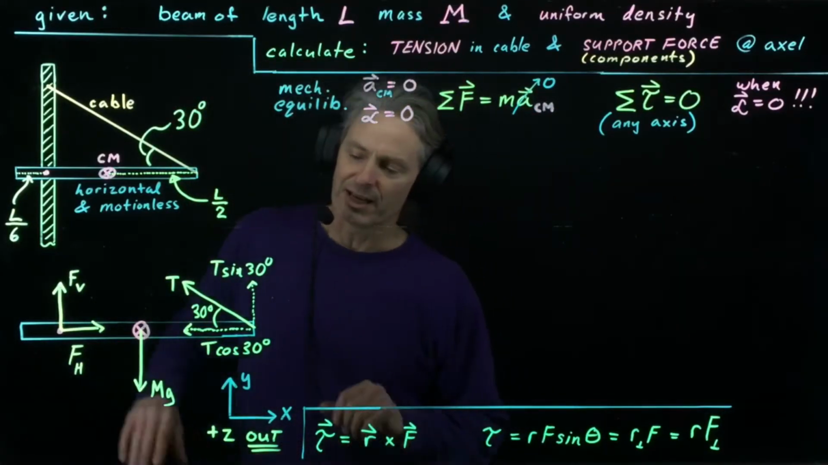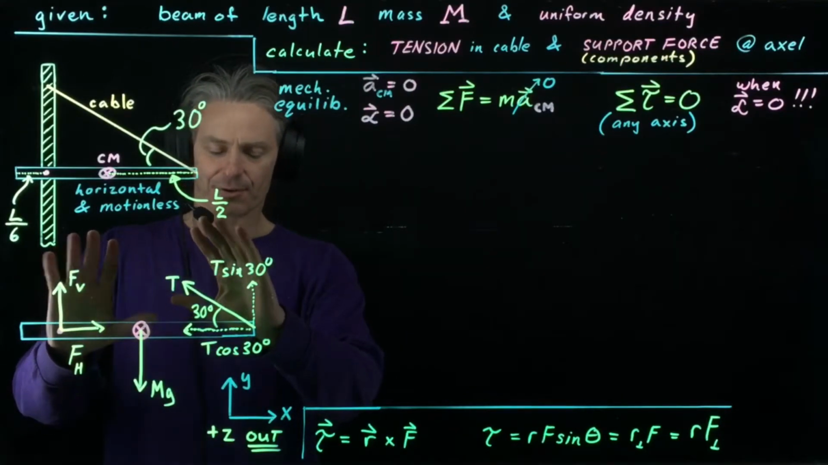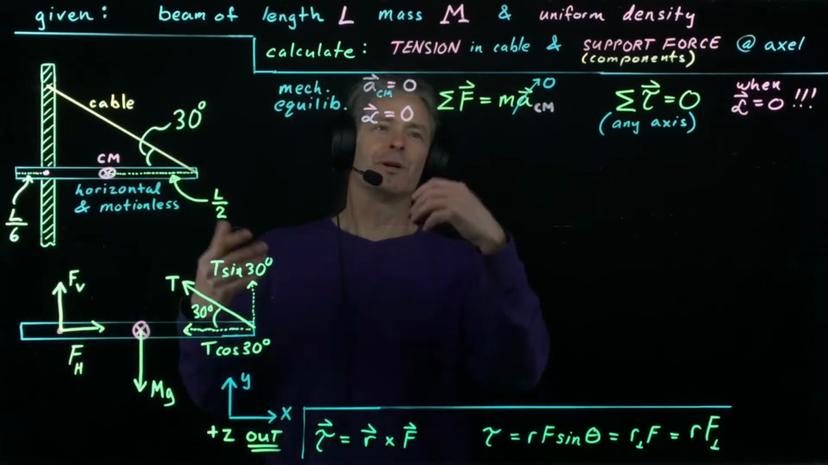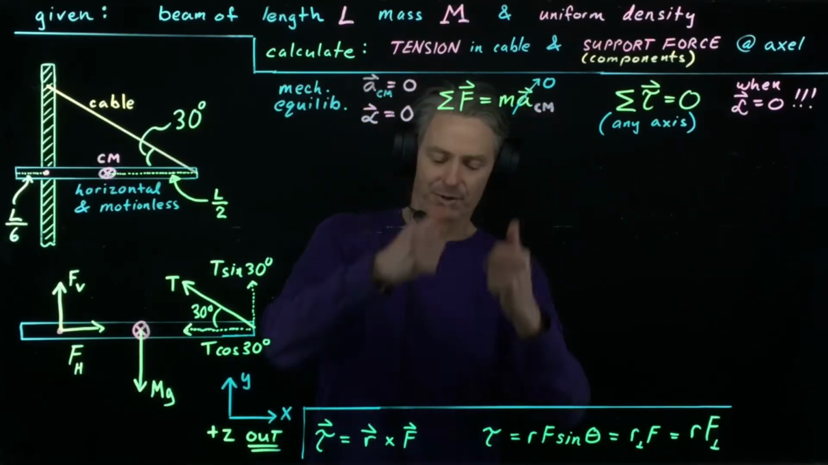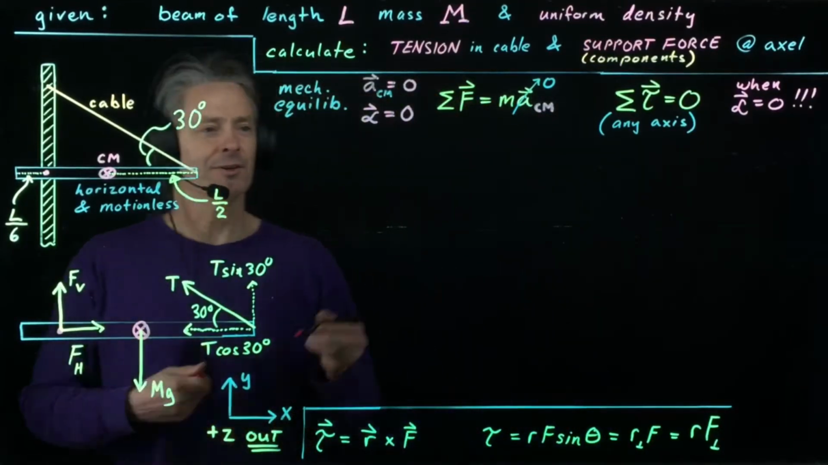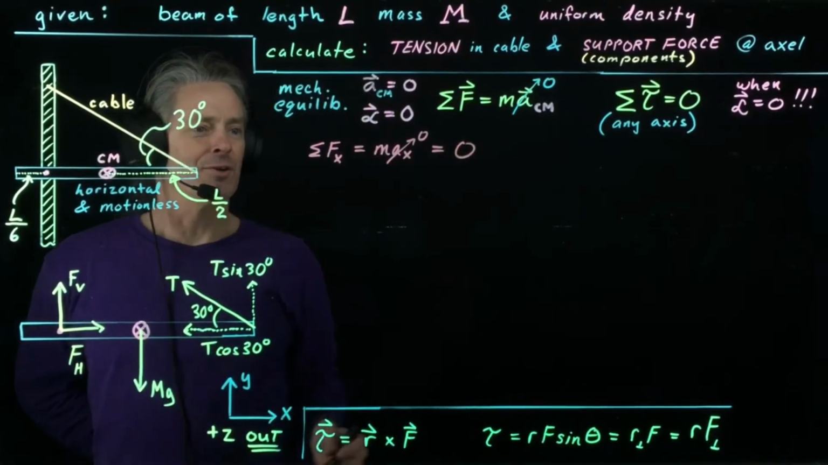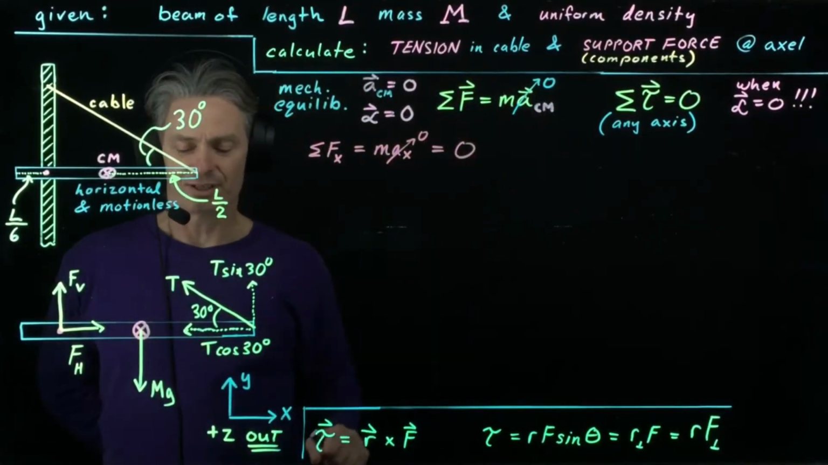Now, we have no forces or force components in the z direction. So we won't have a z component equation for this. We'll only have x and y components. So let's write those out, starting with the x component. The sum of our x force components must be 0. That's the x component of this.